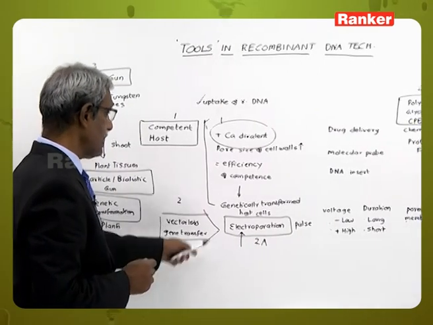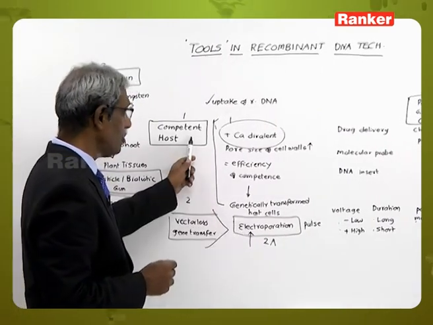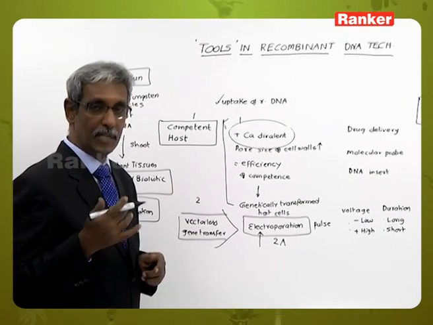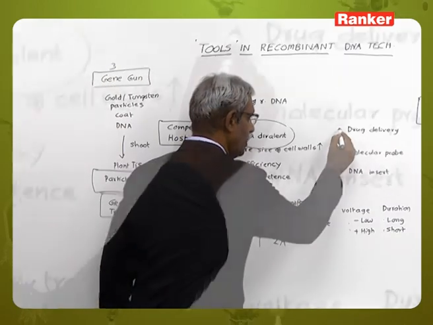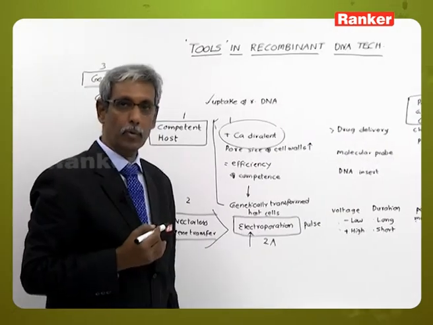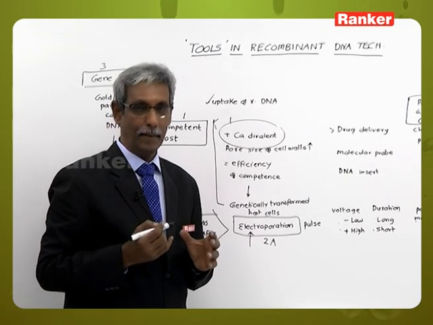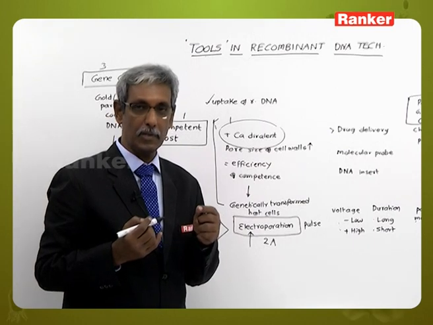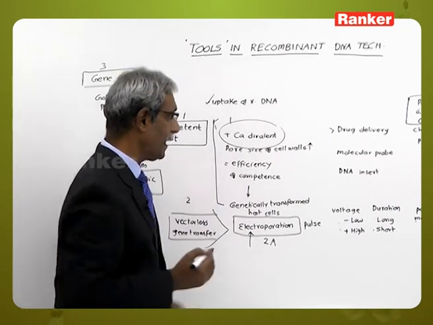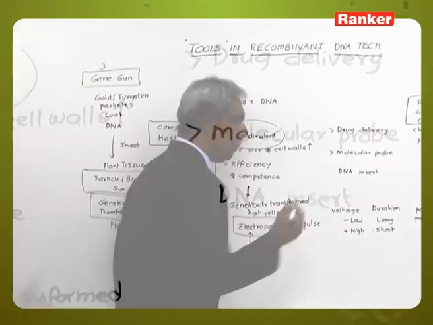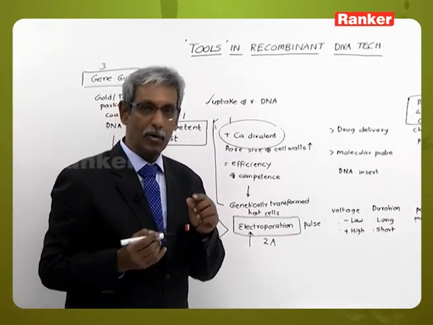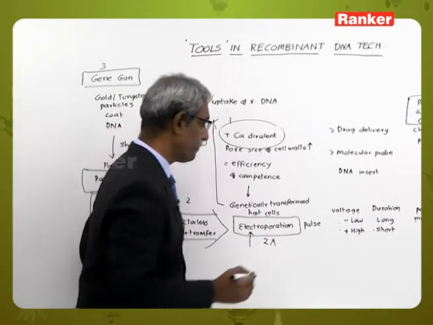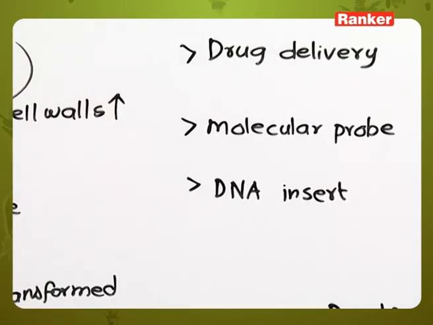In addition to this, if you take electroporation as well as the use of a competent cell, what are the advantages or the applications of these methods? It's easy to know how a drug is delivered, how you can do drug delivery into a plant cell. When you put in a drug, or you want to put in a gene which is responsible for the development of a drug, it's easy to probe that. So, you can use it as a molecular probe. You can have a gene or an enzyme and you can know the pathway of how the particular gene is moving. And you can also study a DNA insert.